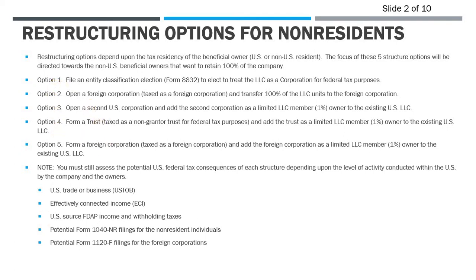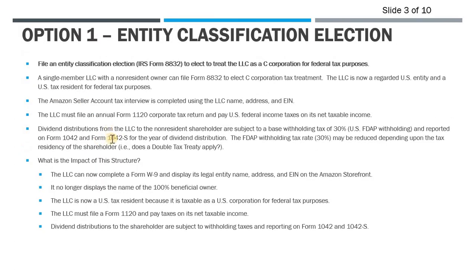Okay, so let's move on to option 1. Okay, so what's option 1 going to look like? Again, we're going to simply file an entity classification election. So if you have a single member LLC with a non-resident owner, you can file 8832, this is the entity classification election, and elect C corporation tax treatment. Once you do that, the LLC is now a regarded entity and treated as a U.S. tax resident because it's a C corporation for federal tax purposes.